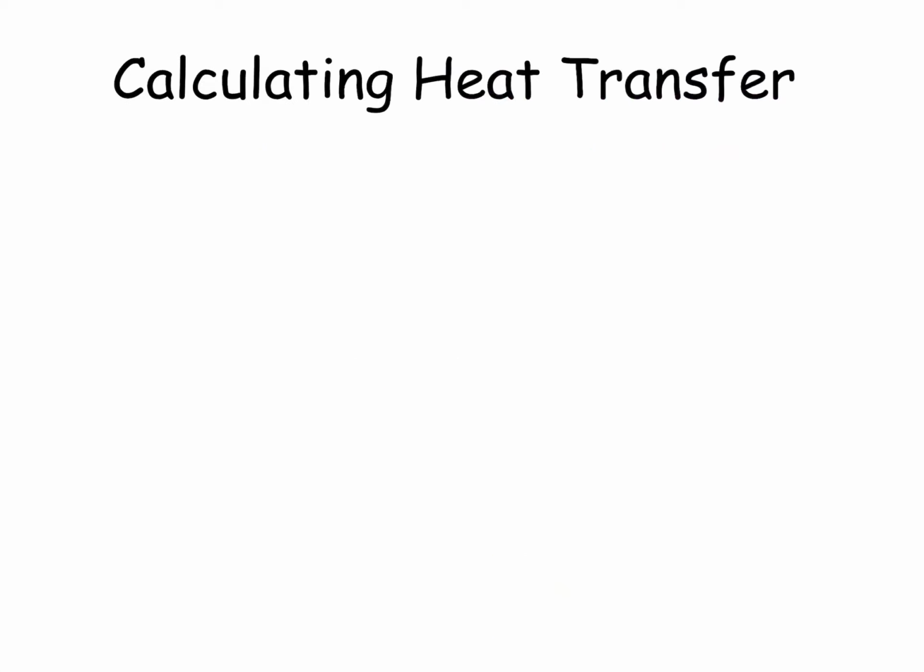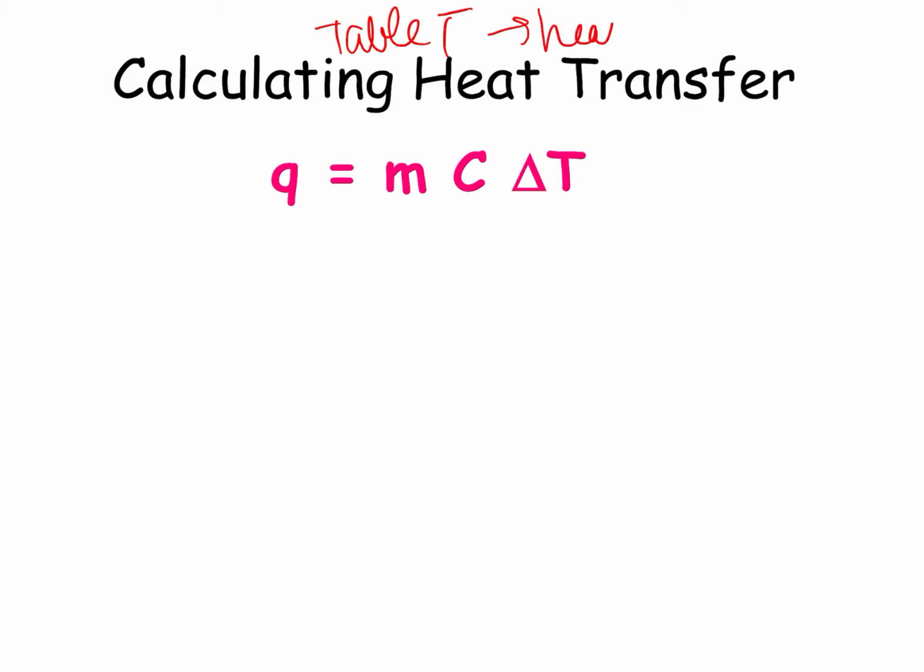Now, if I wanted to actually figure out, okay, I know I have an exothermic reaction, I can feel the heat given off, I just want to be quantitative, I would use this formula. Q equals MC delta T. This is on table T of the reference tables under heat. So if you're looking on table T, you can see what Q, M, C, and delta T all stand for.